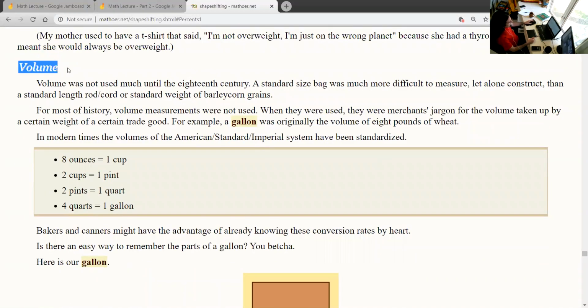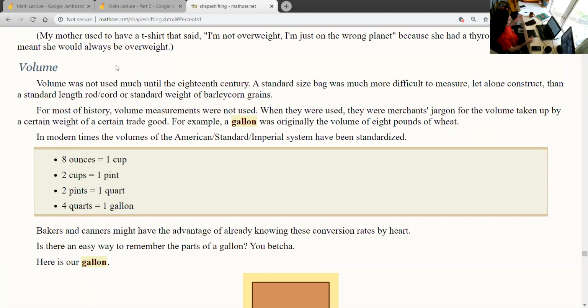Volume. People didn't use volume much at all until the 18th century, because making a standard size bag to measure how much space something takes up is harder. And just people's eyeballs are terrible at this. If I said, here is my coffee cup, and here is a slightly bigger cup, and here is a pot, how many cups of this water would it take to fill up the pot, or how many slightly bigger cups would it take to fill up the pot? We're terrible at that kind of thing. We have to have a lot of practice before that.